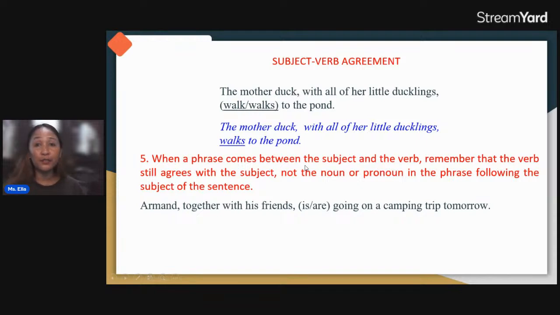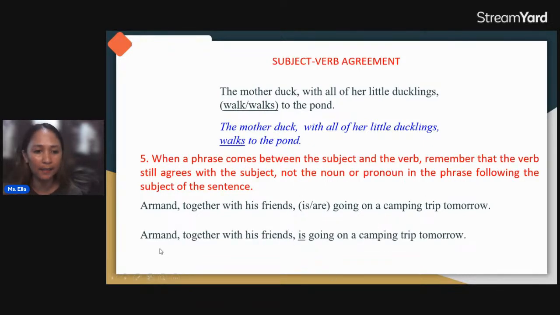Armand, together with his friends, are going on a camping trip tomorrow. Again, Armand, together with his friends, are going on a camping trip tomorrow. Okay, so the correct verb to use in this sentence is is. Why is? Here's the reason why. Again, a phrase comes between the subject and the verb. This is the phrase, together with his friends.